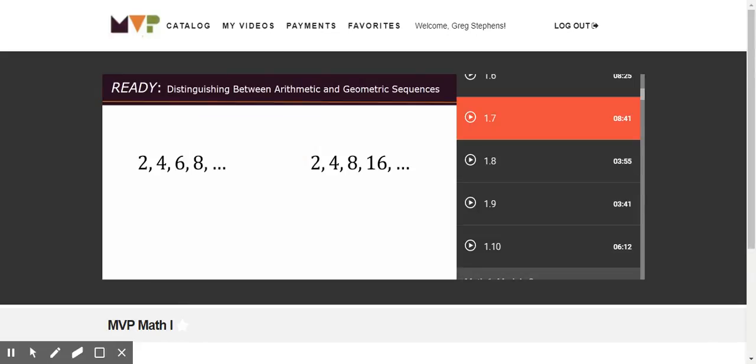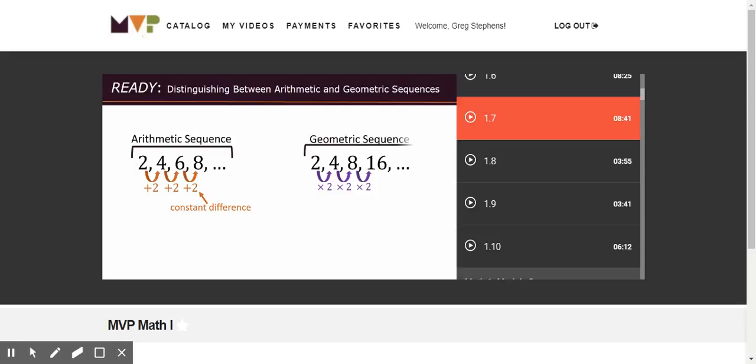If a sequence of numbers is created by adding the same number to get the next term, the sequence is called an arithmetic sequence, and the number that is being added is called the constant difference. If a sequence of numbers is created by multiplying the same number to get the next term, the sequence is called a geometric sequence. The number that is being repeatedly multiplied is called the common ratio.